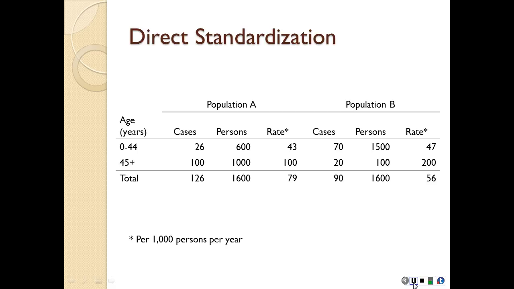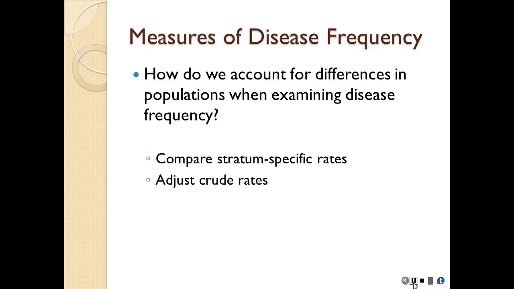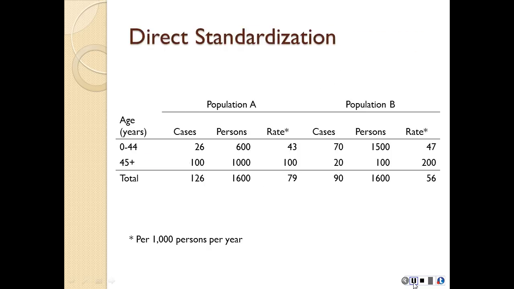In order to level the playing field, we are now going to adjust. We have population A that we're interested in, and population B that we're interested in, and now we are going to standardize based on age. In order to standardize using the direct method, we're using the age distribution of another population. So let's watch. Actually, before we move to the next slide.